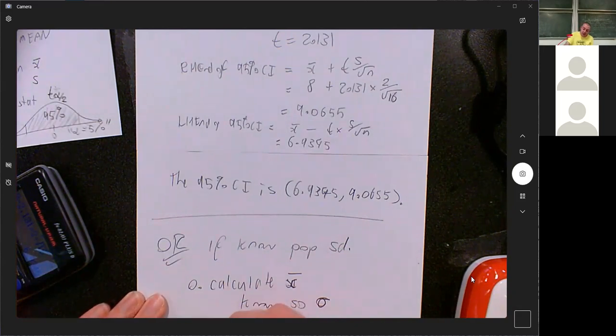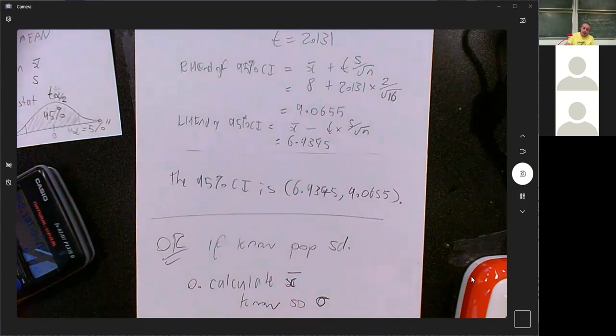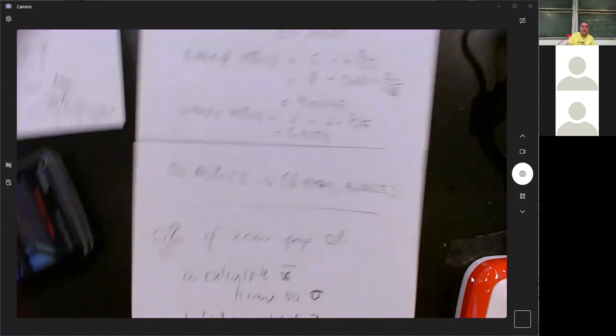And you'll find the critical, and this time it will be Z. So there will be no degrees of freedom because Z doesn't have degrees of freedom, it's just Z. And so you'll do the exact same thing. You'll find the Z that's got 95% in the middle, or 5% on the outside, or whatever percentage it is.